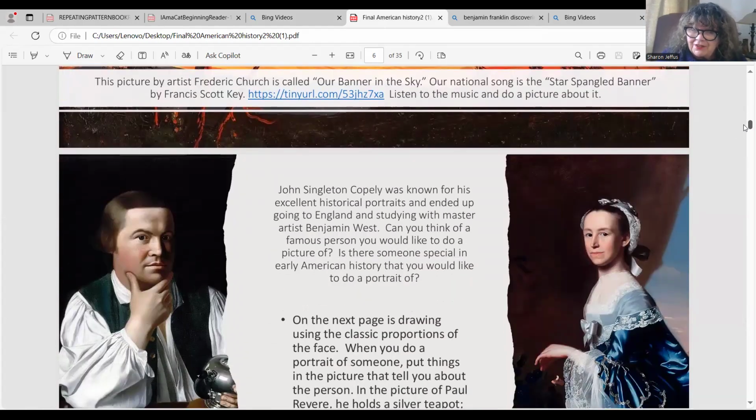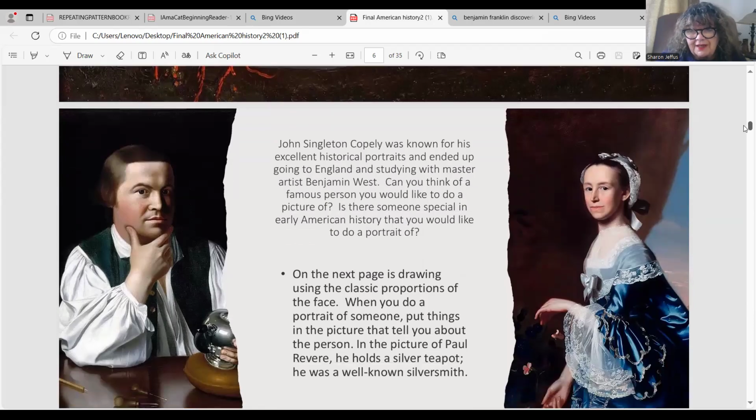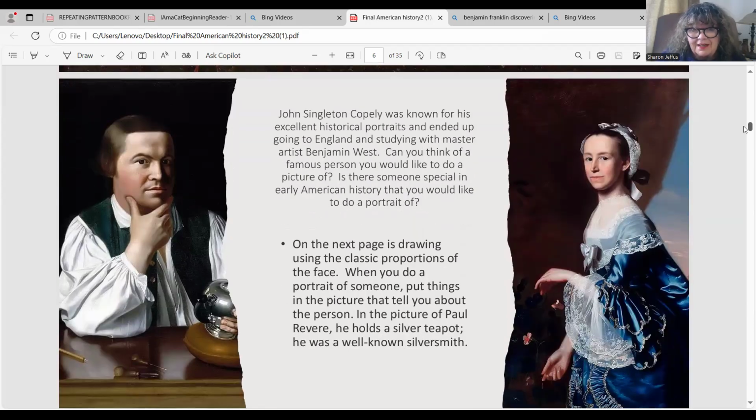Now, the next thing we're going to talk about is a portrait and a portrait artist in early America. John Singleton Copley was really famous for his historical portraits, and he also studied with Benjamin West. The picture on the left, of course, is Paul Revere. And Paul Revere was also a very famous silversmith and very, very important in American history.